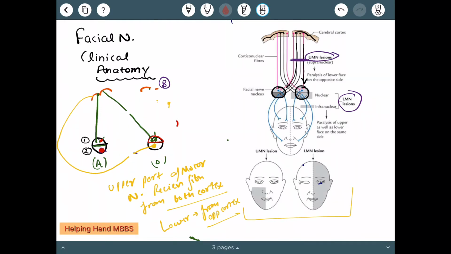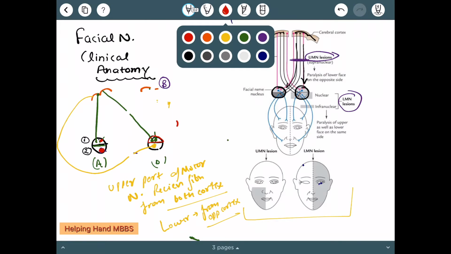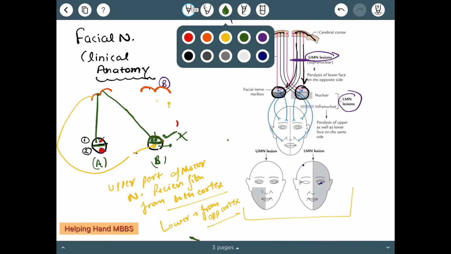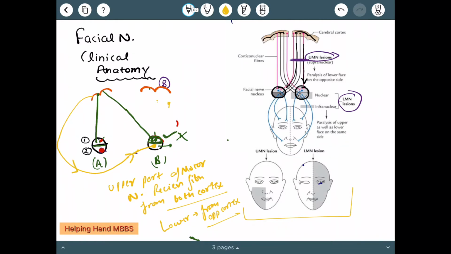Now you can understand very easily what is happening here. See that the upper part of nucleus B is still getting fibers from the opposite cortex, so there will be no major compromise. And the lower part of B is also getting fibers from the opposite cortex, as you can see here. Upper part and lower part are both getting fibers, so there will be no compromise at the level of B. B will be okay if the B cortex is gone.